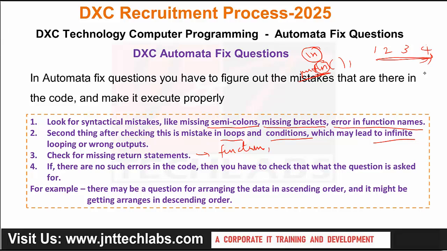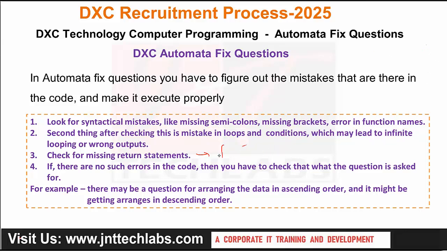For example, there may be a question about rearranging the data in ascending order, but the code arranges it in descending order, or other different kinds of things. Then we need to focus more on that, right? So this is the type of automata fix questions that will be there.